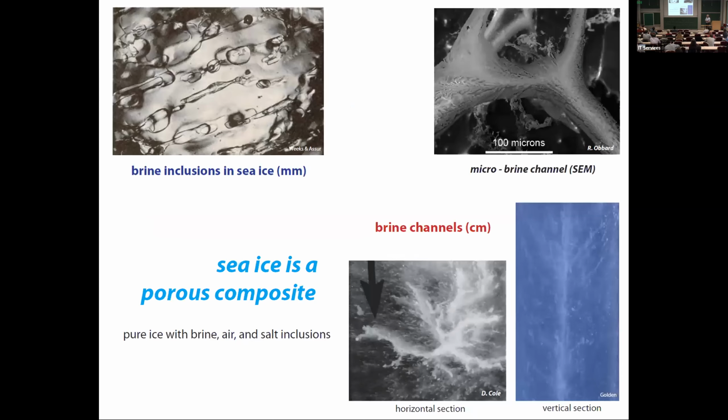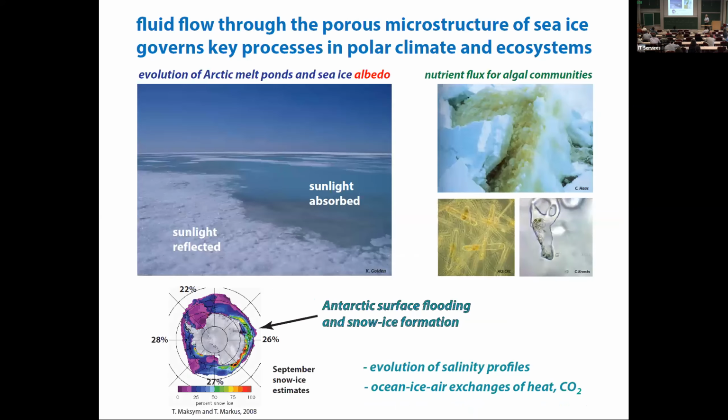So as a material, sea ice is a porous composite. When you freeze seawater, you can't incorporate the salt into the crystalline structure, and so you're left with these incredibly beautiful brine inclusions whose volume fraction, connectivity, and geometry depend strongly on temperature.